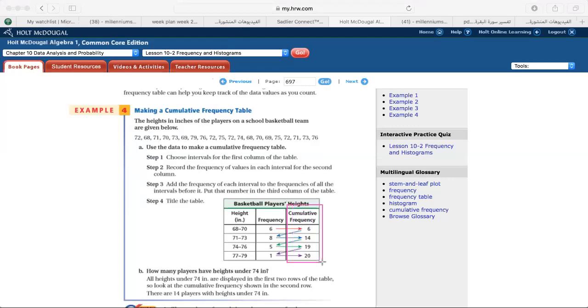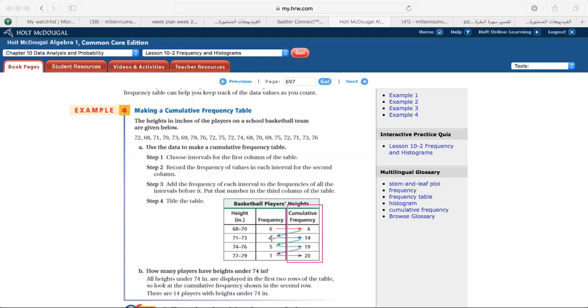The pink part here is exactly like the frequency table, but after finishing the frequency table, we're going to add another cell and name it cumulative frequency. Okay, what am I going to write in it? In the first one, if the frequency is 6, I'm going to write 6 in the cumulative frequency.